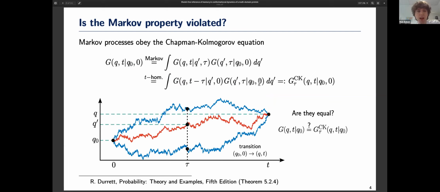You can attack this problem from many different angles, and we employed a very simple and naive idea. We wanted to directly check whether the Markov property is violated or not. And you can come up with multiple ways to do that.